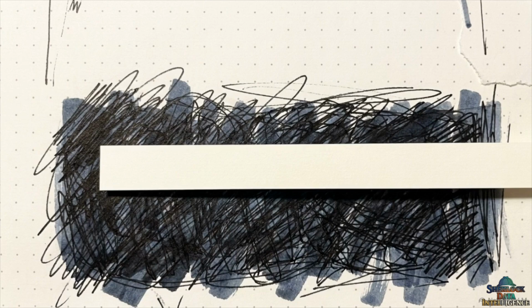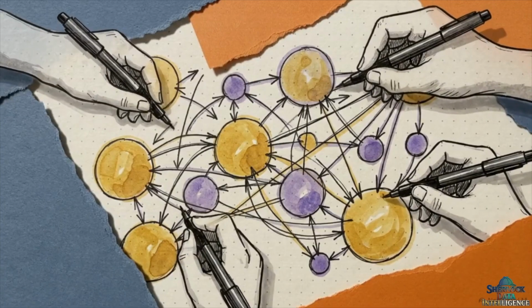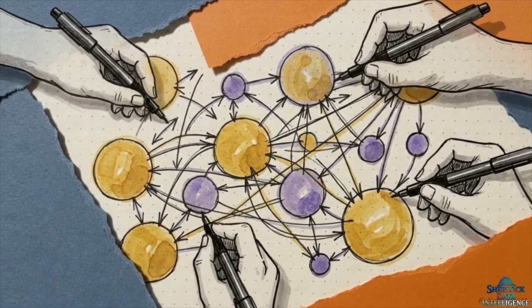But what happens when our formula's core assumption breaks down entirely? What do we do when our inputs secretly start influencing each other? We'll solve that in the next episode.